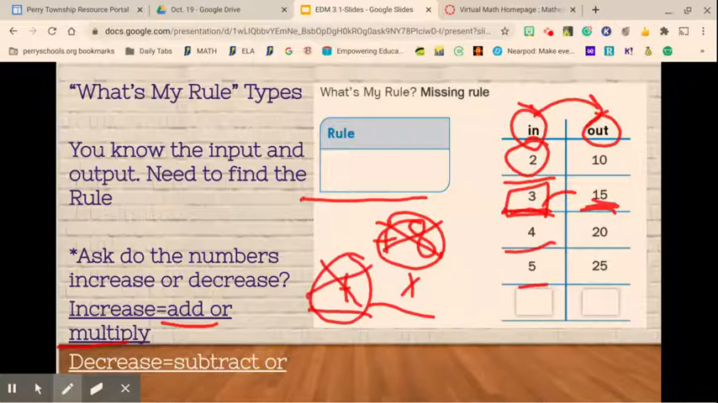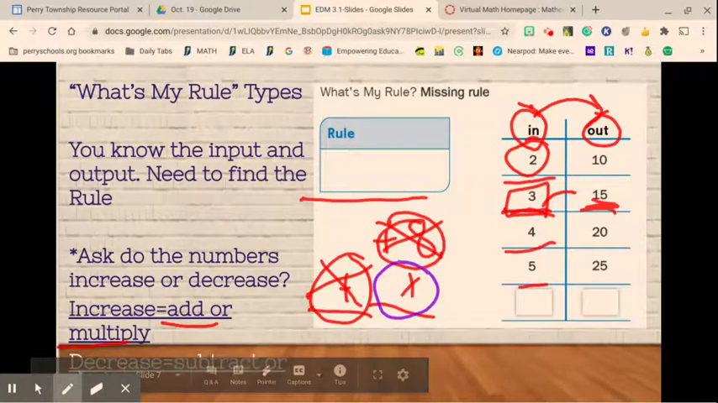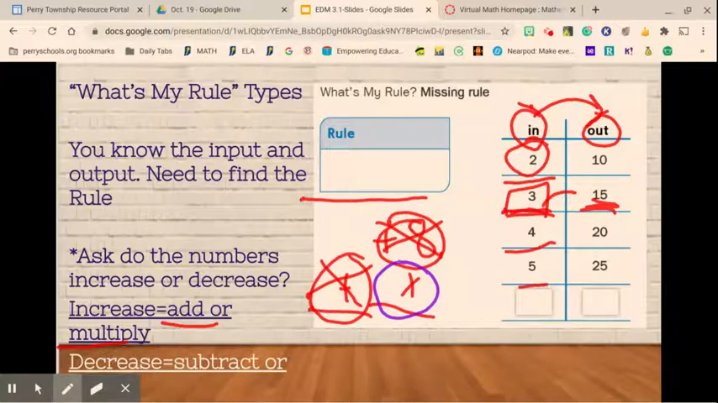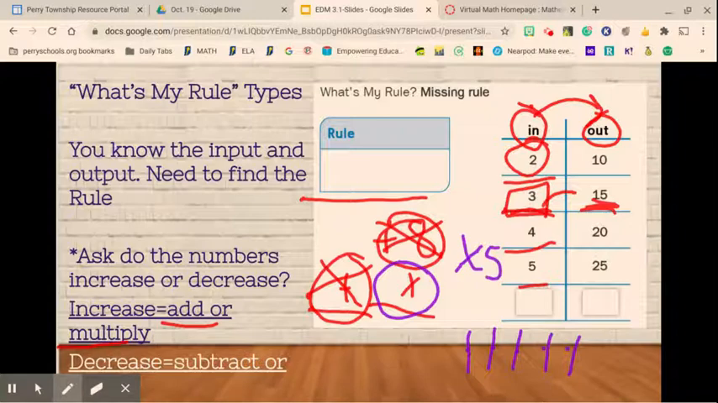I might need to do multiply. So I'm going to try this. If I multiply 2 times something, can I get 10? Well, I know that I can count by 2s. Let's see how many 2s I get if I count until I get 10. So I'm going to do 2, 4, 6, 8, 10. So I've got 1, 2, 3, 4, 5. So maybe my rule is times 5. Let's see if that works.